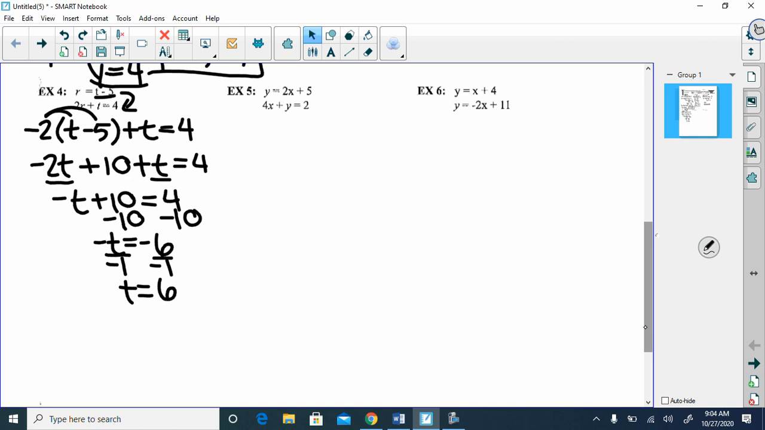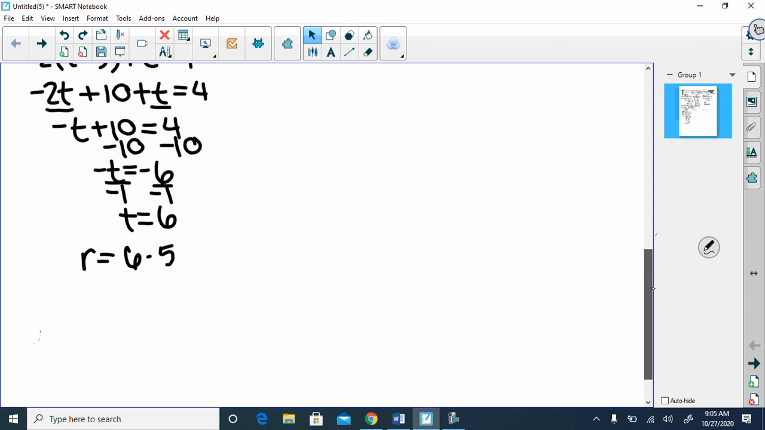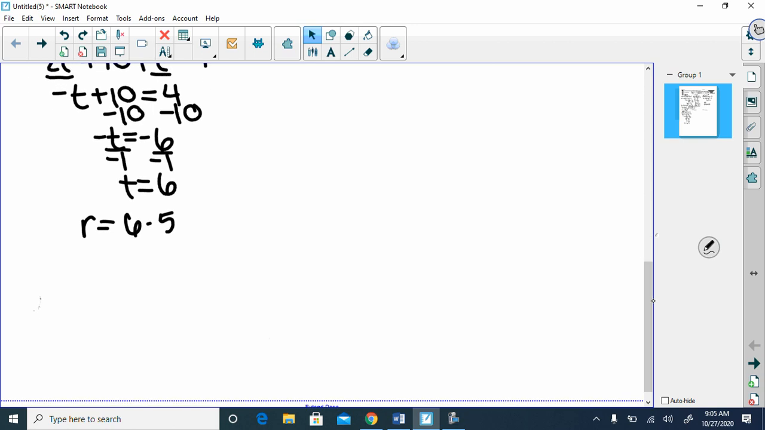And now I've got to find r. R in that top equation is already solved for. So I'm just going to substitute 6 in for t. So I'll have r equals, instead of t, 6 minus 5. Okay, and what is 6 minus 5? Okay, so we have t equals 6 and r equals 1.